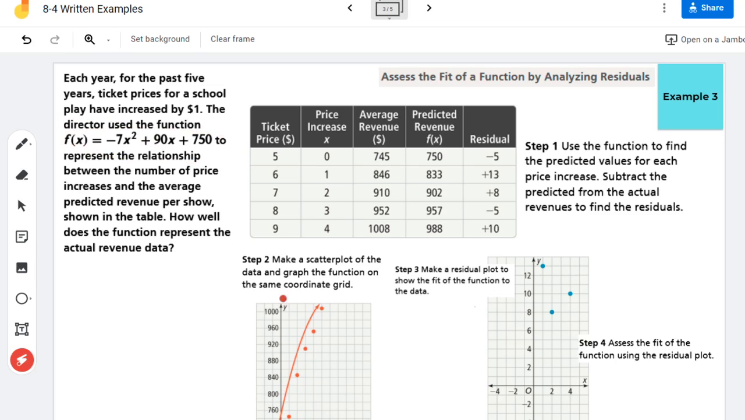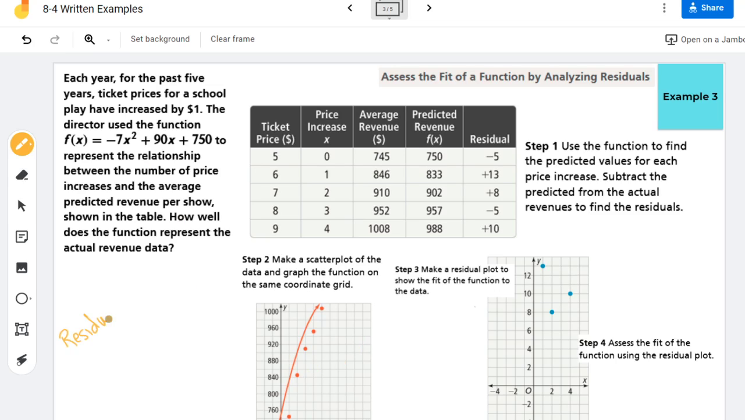Okay. So it says each year for the past 5 years, ticket prices for a school play have increased by $1. The director uses this function to represent the relationship between the number of price increases and the average predicted revenue per show that is shown in the table. How well does the function represent the revenue data? Okay. So the first thing that they're doing is they're finding what's called a residual. A residual is just the distance from the estimated value to the actual value.